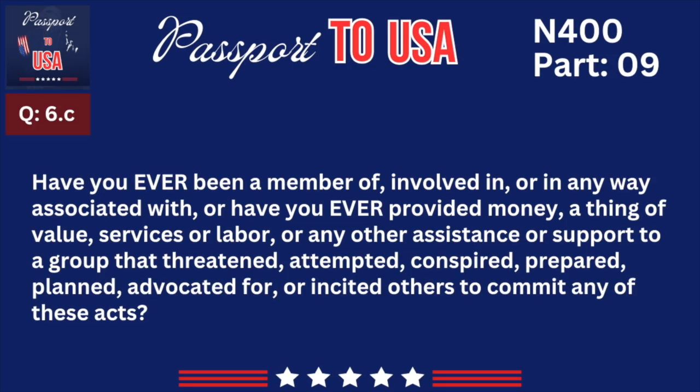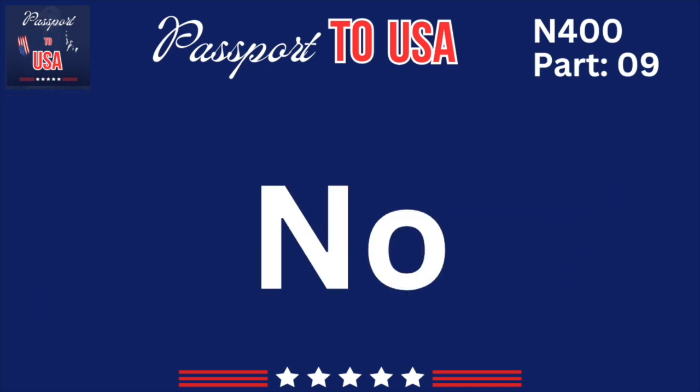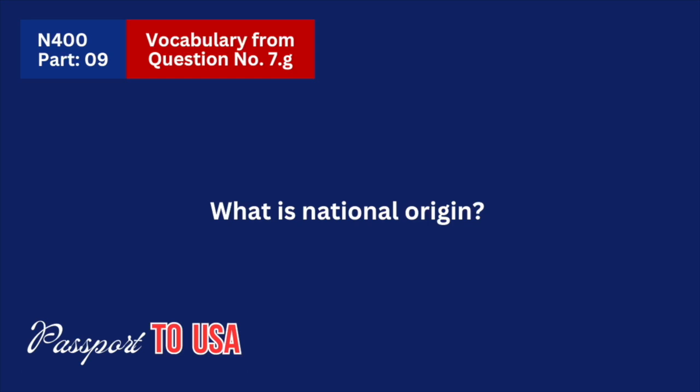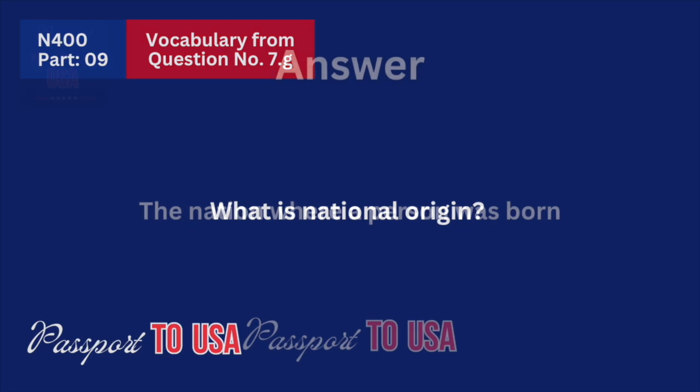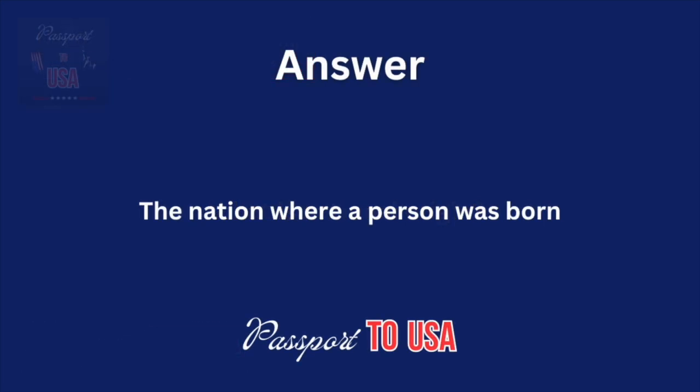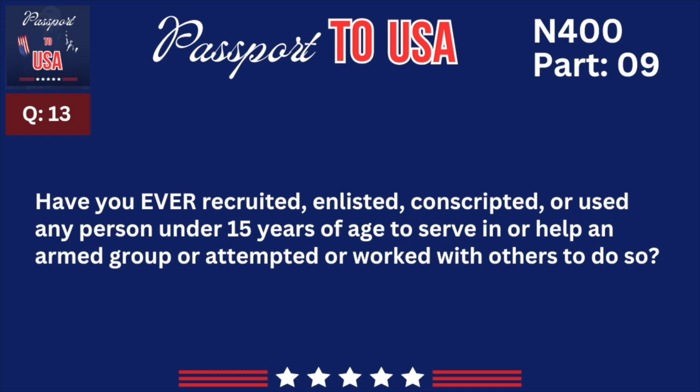Have you ever been a member of, involved in, or in any way associated with, or have you ever provided money, a thing of value, services or labor, or any other assistance or support to a group that threatened, attempted, conspired, prepared, planned, advocated for, or incited others to commit any of these acts? No. What is national origin? The nation where a person was born. Have you ever recruited, enlisted, conscripted, or used any person under 15 years of age to serve in, or help an armed group, or attempted, or worked with others to do so? No.